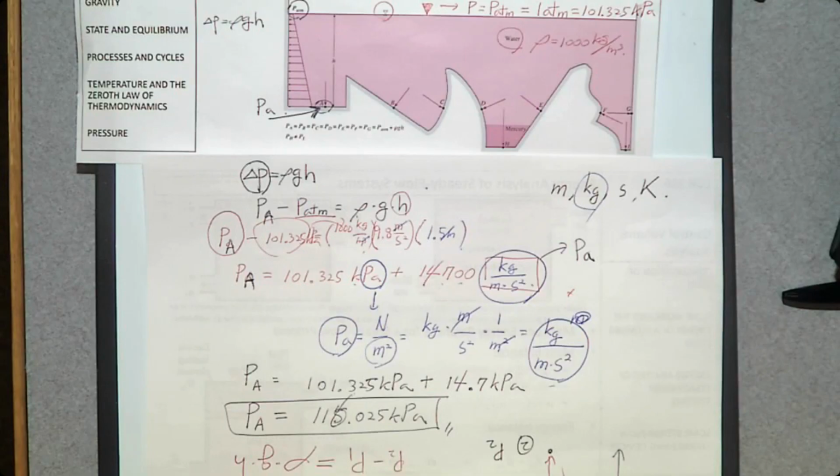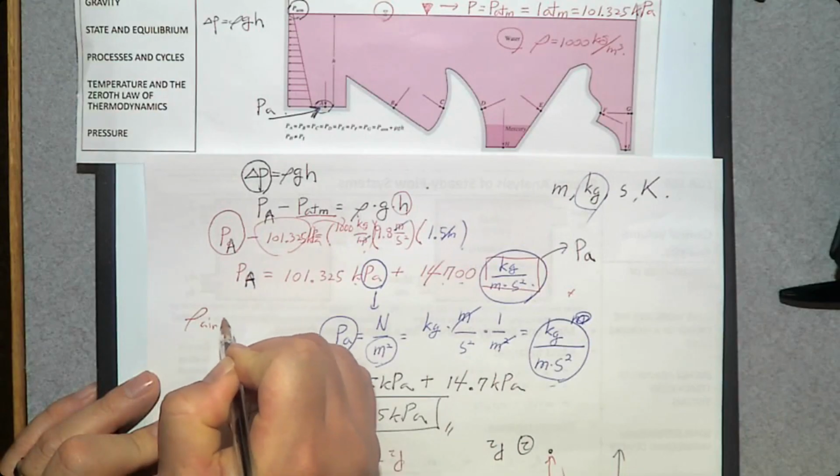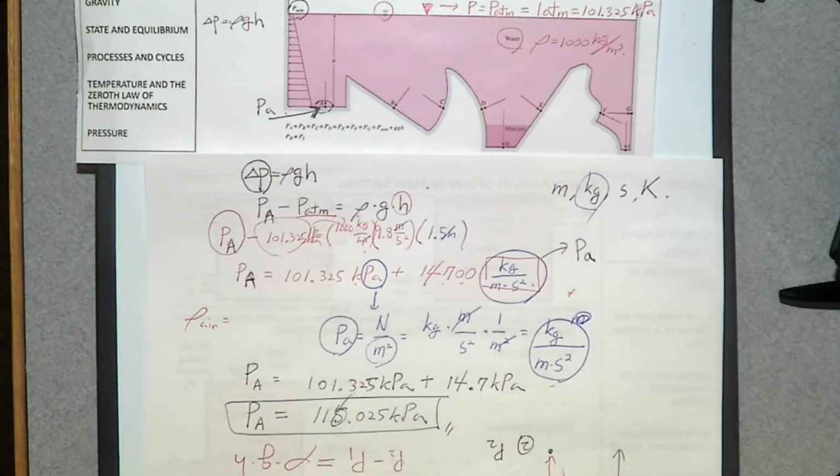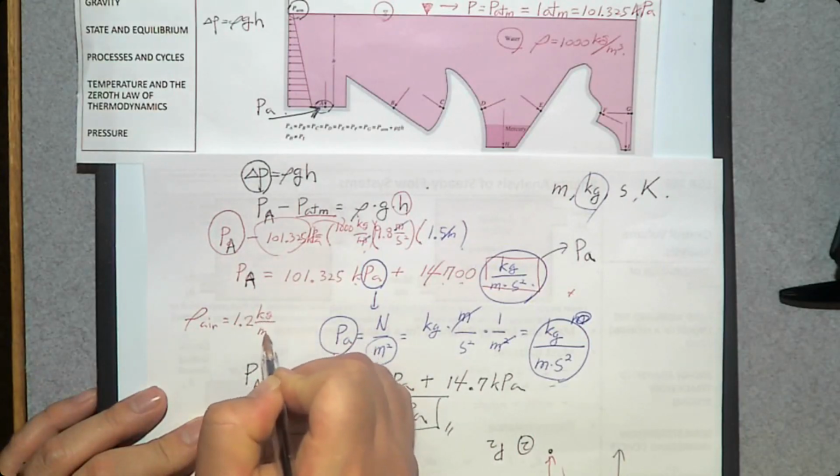No. Because water density is much, much greater than the density of air. So what is the density of air? Just for your information, the water density is 1,000. What is the density of air? It depends on the temperature and the pressure of the location, but in general, approximately 1.2 kilograms per cubic meter. The density of air at atmospheric pressure and about room temperature is approximately 1.2 kilograms per cubic meter.